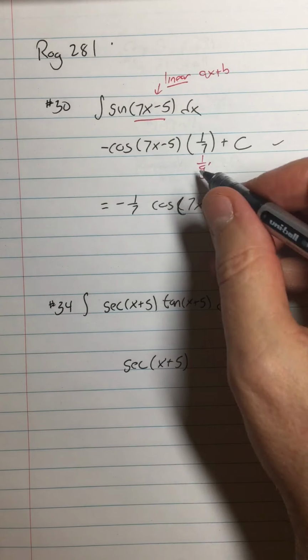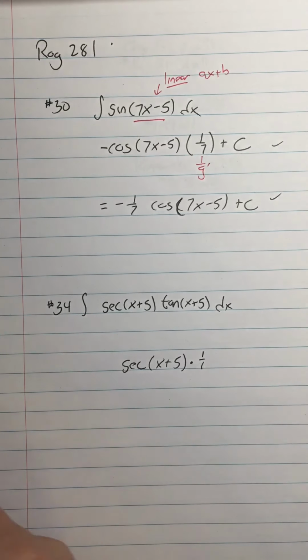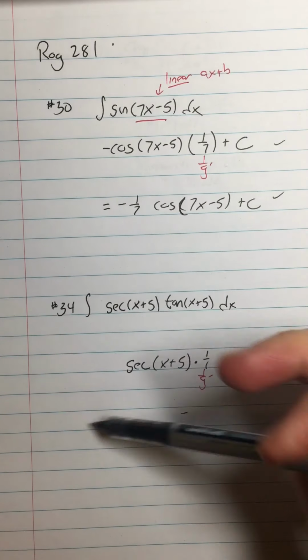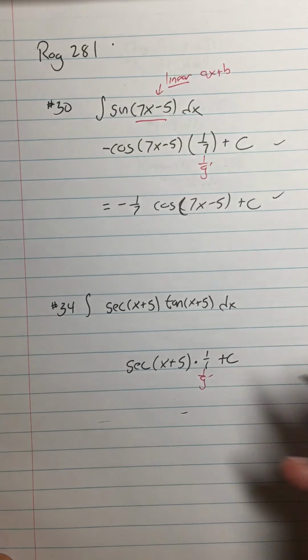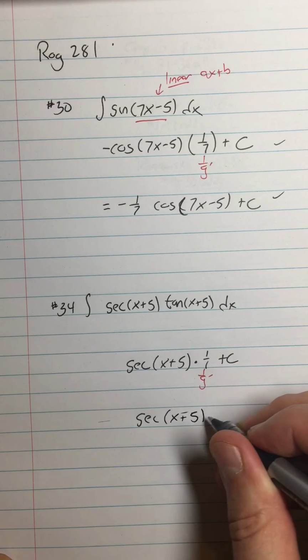And then when I do the times 1 over g prime, right? Well, g prime is 1, so it's really times 1 over 1. That's our 1 over g prime. We have a plus c. And then just obviously I don't need the 1. You don't need to write that. So this is secant of x plus 5 plus c.